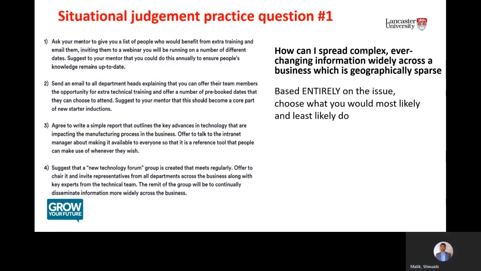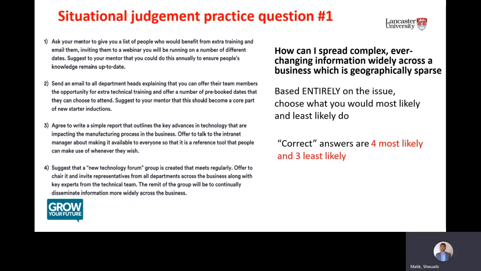The correct answers here are 4 as most likely, or in other words most effective, and 3 as least likely, in other words least effective. Let's start with 4. Suggest that a new technology forum group is created that meets regularly. Offer to chair it and invite representatives from all departments across the business along with key experts from the technical team. The remit of the group will be to continually disseminate information more widely across the business.